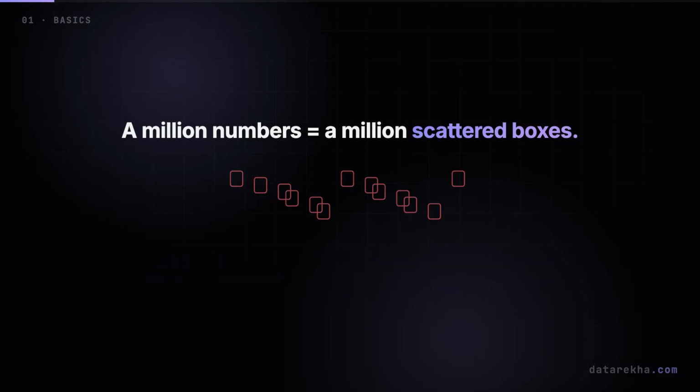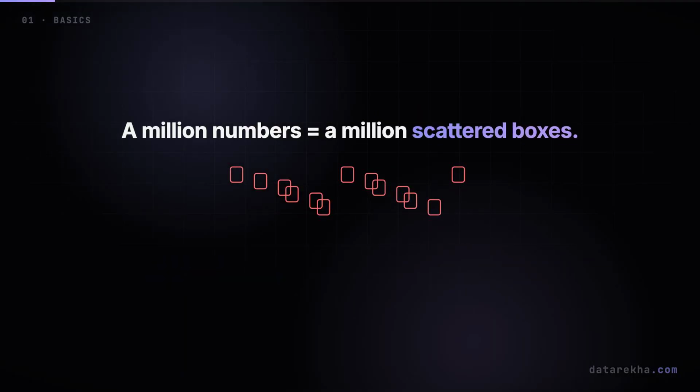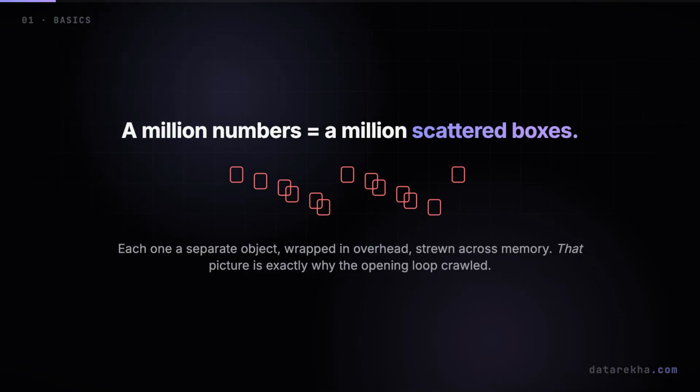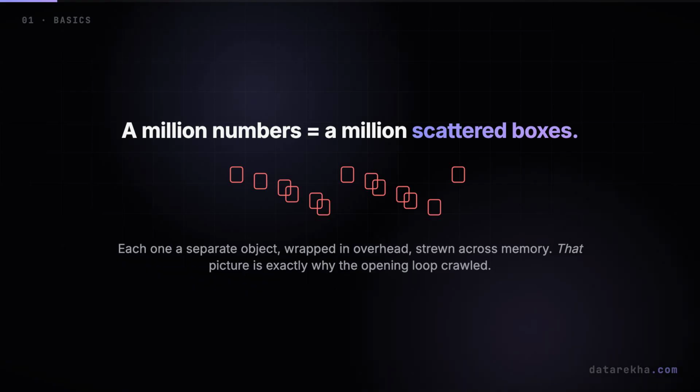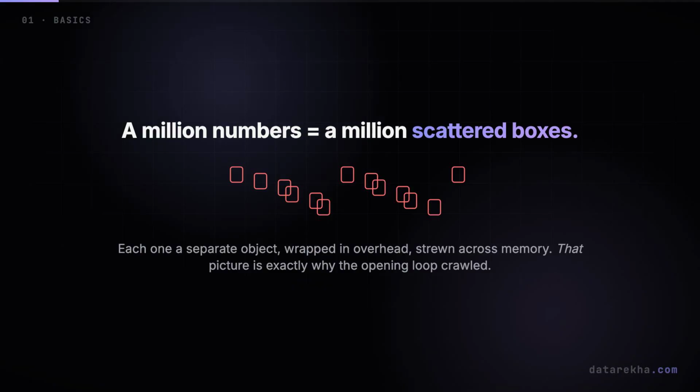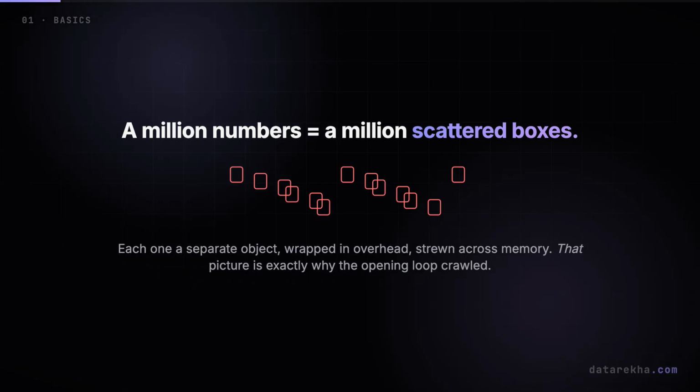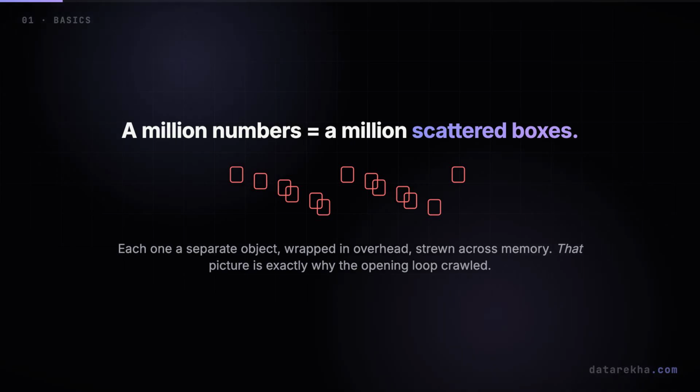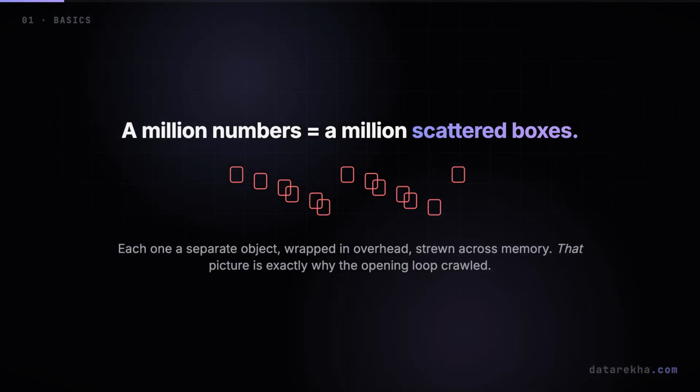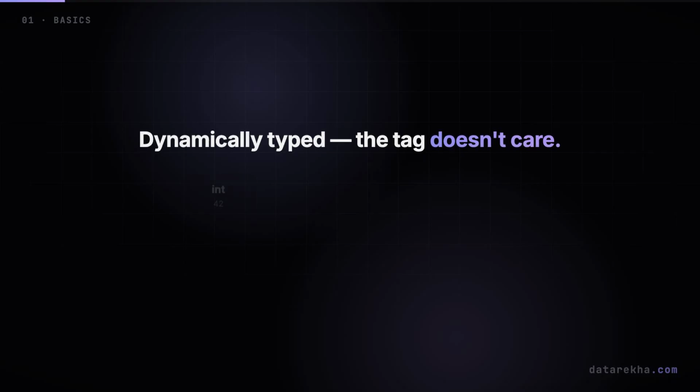Now scale that picture up, because this is the image the whole video hangs on. A list of a million numbers in plain Python is a million separate objects, each one boxed, wrapped in overhead, scattered all across memory, each with a little tag pointing at it. A million tiny boxes strewn everywhere. Remember the slow loop from the start? That picture is exactly why it was slow. Keep it in mind.